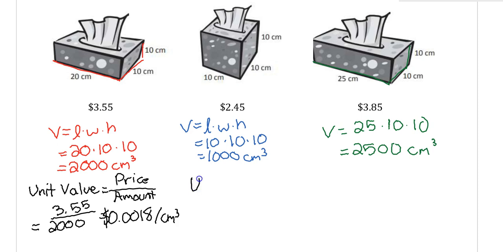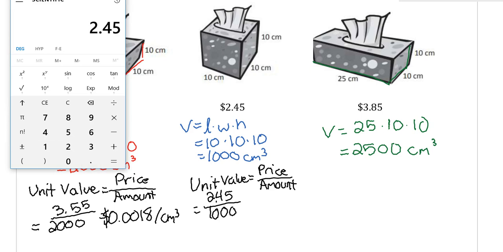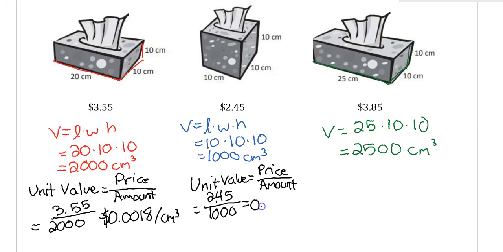For here, right, our unit value is again price over amount, which is going to equal $2.45 over 1,000. And we get 0.002, we'll round up to 5. That's dollars per centimeter cubed.